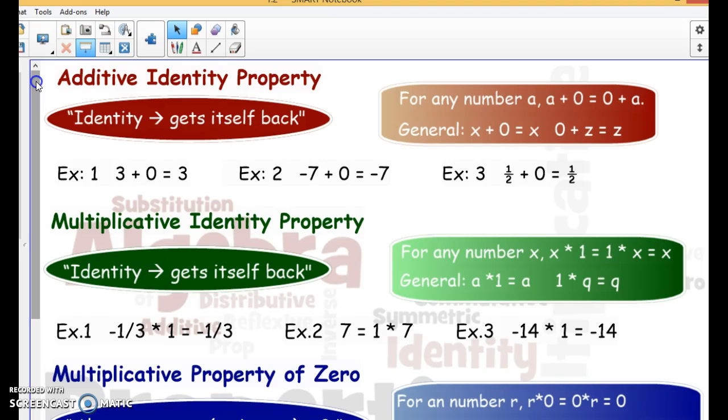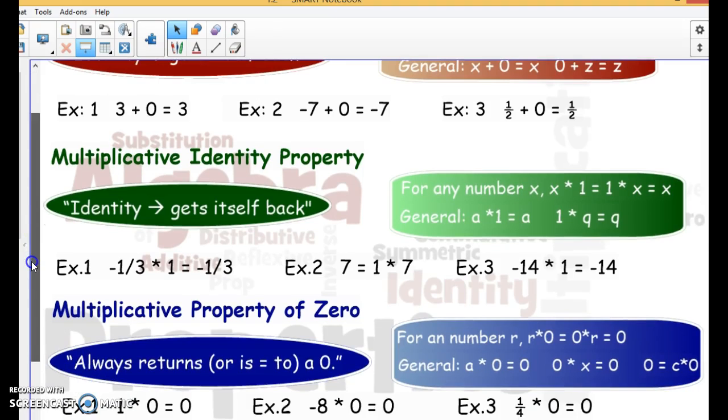So we have the additive identity property as our first property, and that just means that our identity doesn't change, and since it has the word additive, we know we're adding to not change the property. So that means we're going to be adding 0. You see the example, 3 plus 0 is still 3. It doesn't change our original number of 3. Negative 7 plus 0 is negative 7. Doesn't change our original number.